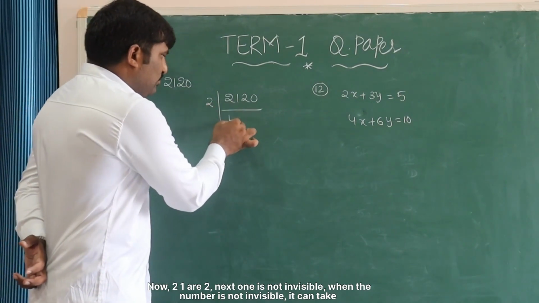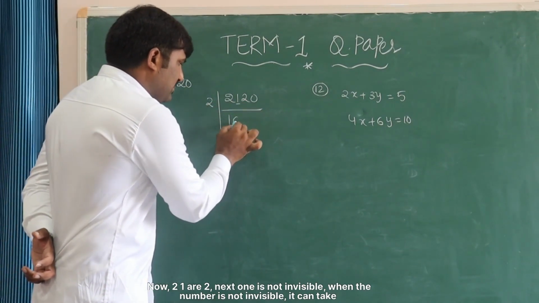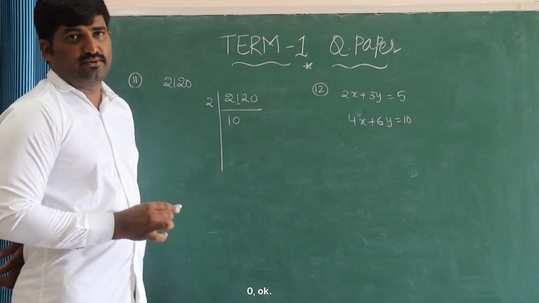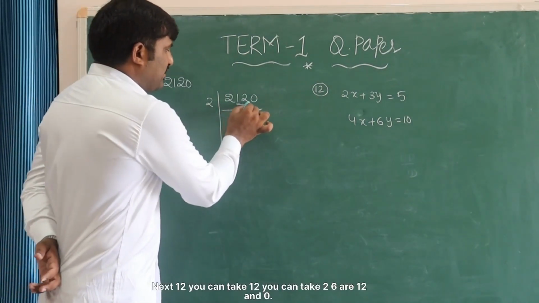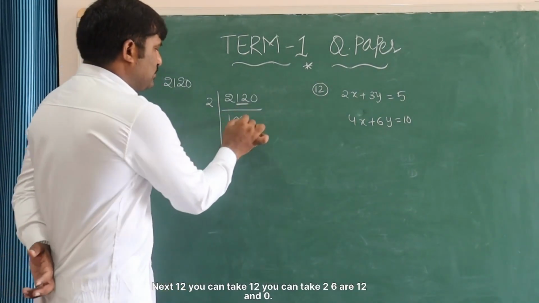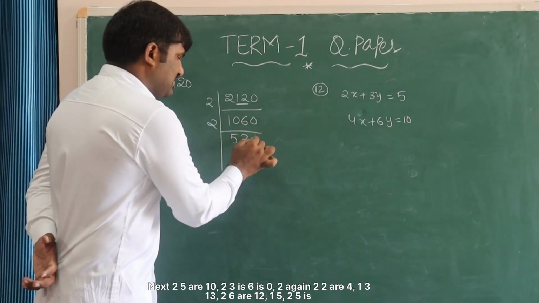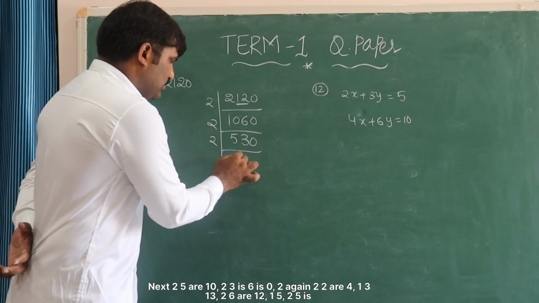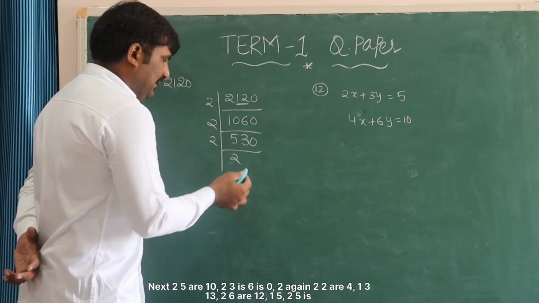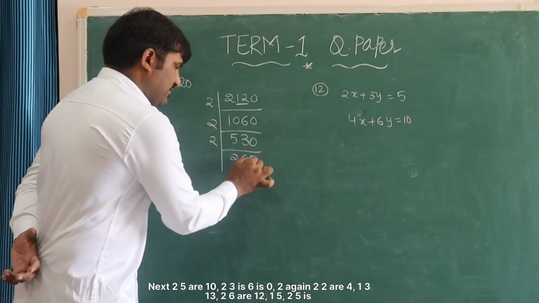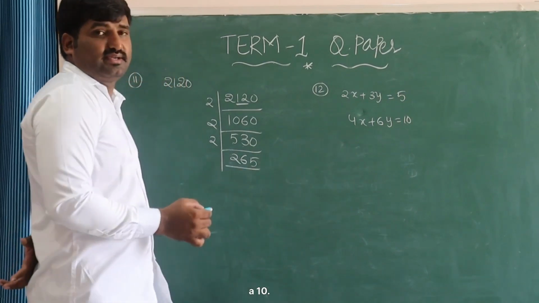Now 2 ones are 2, next 1 is not divisible. When the number is not divisible, you can take 0. Okay, next 12 you can take. 2 6s are 12 and 0. Next 2 5s are 10, 2 3s are 6, 0, 2 again, 2 2s are 4, 1 3, 13, 2 6s are 12, 1 5, 2 5s are 10.